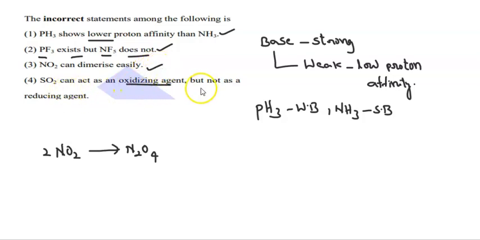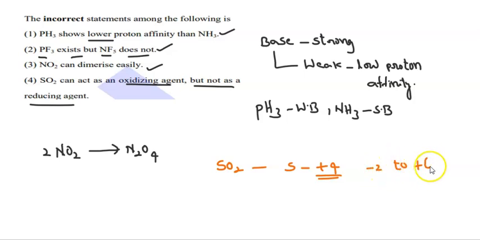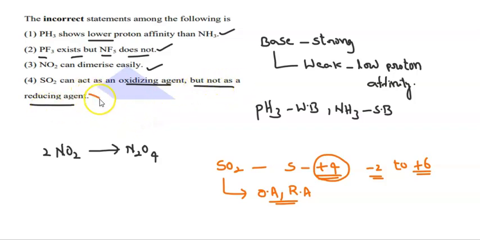SO2 can act as an oxidizing agent but not a reducing agent. If I am going to take SO2, the sulfur oxidation state is +4, which is an intermediate oxidation state, because sulfur exhibits -2 oxidation state to +6 oxidation state. This is the maximum and this is the minimum. Whenever any element shows the intermediate oxidation state, that particular compound can act both as an oxidizing agent as well as a reducing agent. So SO2 acts as an oxidizing agent but also behaves as a reducing agent, but the statement says it is not a reducing agent, so it is wrong. We have to identify the incorrect option. Option 4 is the correct answer for the given question.